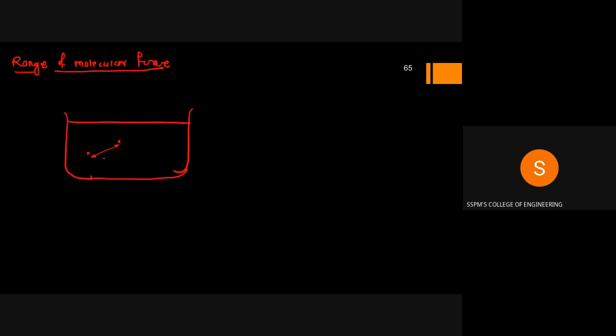And this range is up to 10 to the power minus 9 meter. That means if the second molecule is within this range of 10 to the power minus 9 meter, then this molecule can apply the cohesive force on the second molecule. So within this range, one molecule can apply the force on the other molecule.